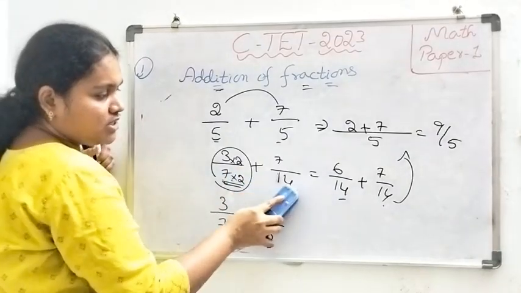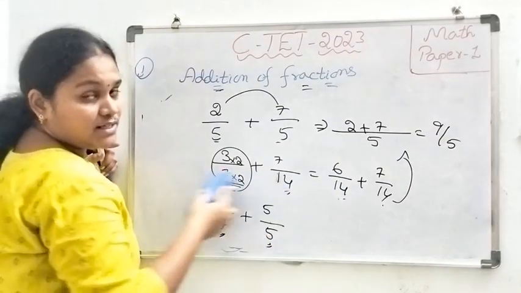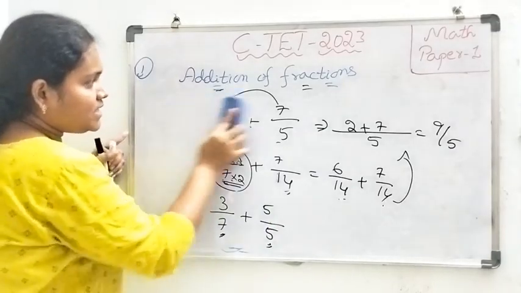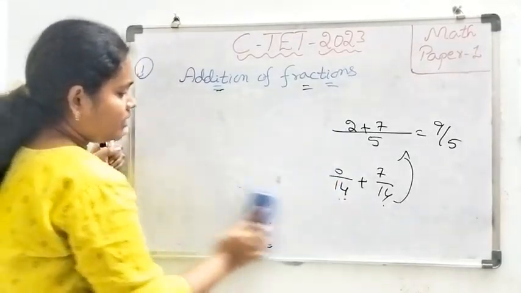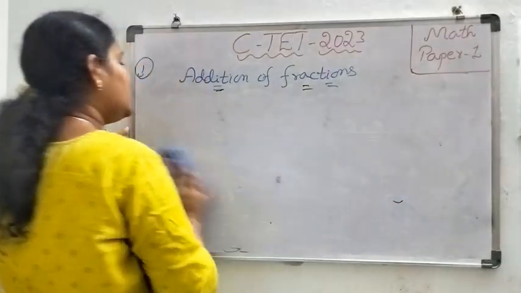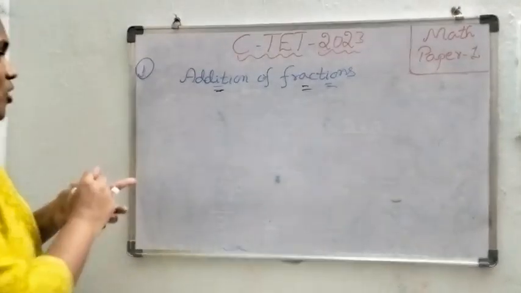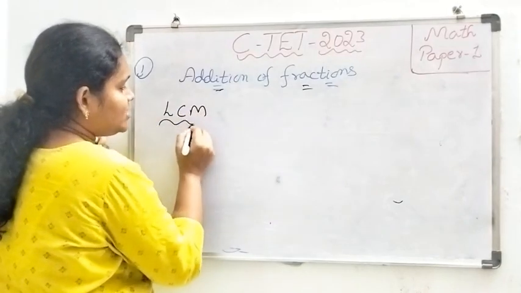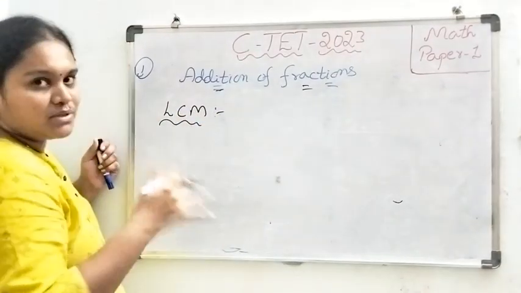7 multiplied by 2 is 14. So here 14 is there. We can write it directly. But here 7 is different, 5 is different. In that case, what should we do? In that case, we should take the least common multiple. So that is only LCM. So the least common multiple of those two numbers we should take.